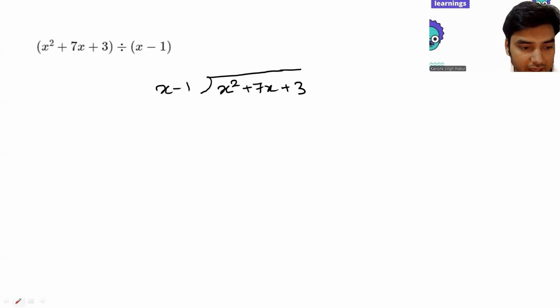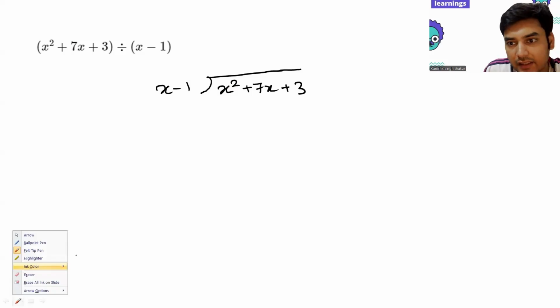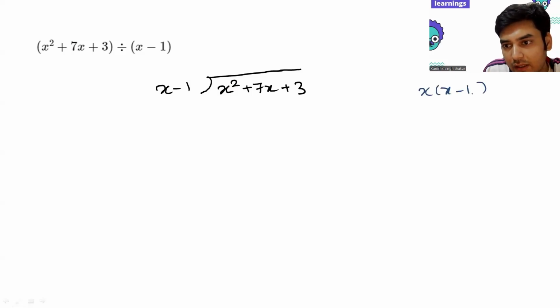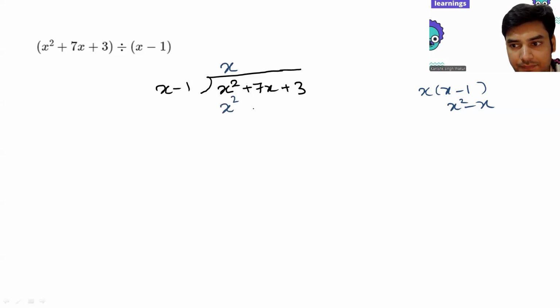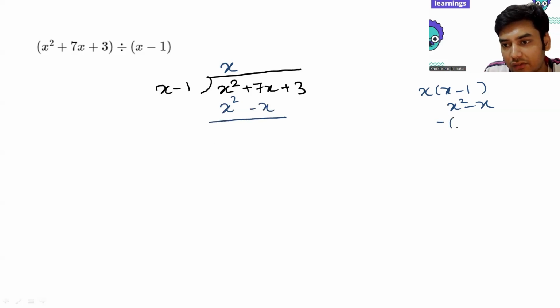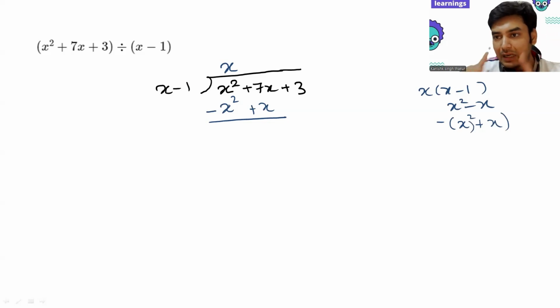So what do I have to multiply this divisor by? Obviously, I have to multiply this divisor by x, right? Because x times x minus 1 gives me x square minus x. Forget about the other term, only look at the first term. So when I multiply with x, I get x square minus x. Now multiply it with a negative sign, so it would become minus x square and then plus x. So minus x square plus x. Multiply, and then multiply it with a negative sign also.